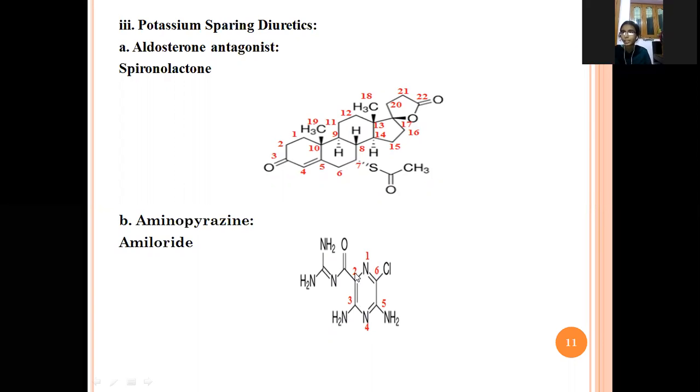In the second position, carboxamide is attached. See here, this is the pyrazine structure. Second position, carboxamide group is attached. In the 6th position, chlorine, and third and 5th position, amine groups are attached.